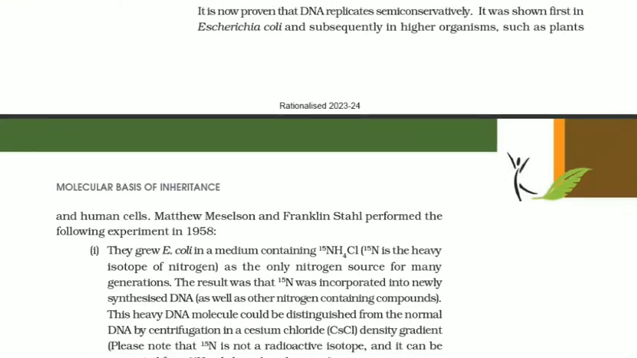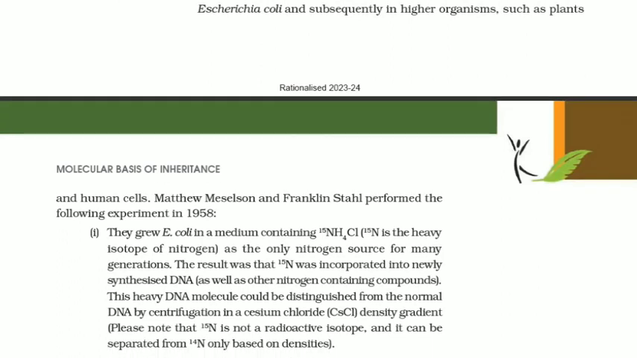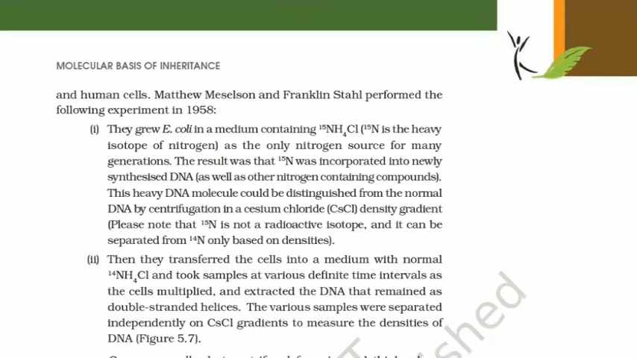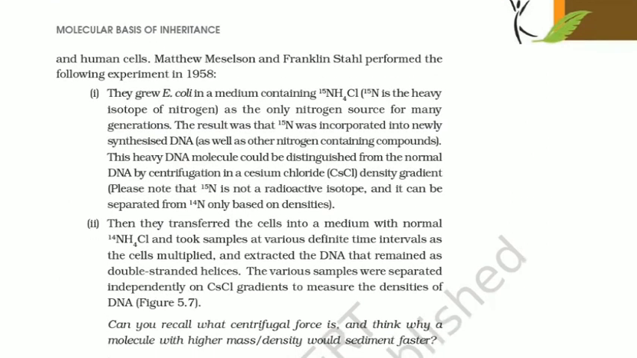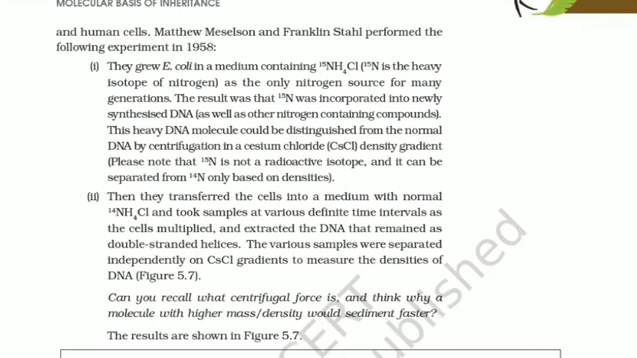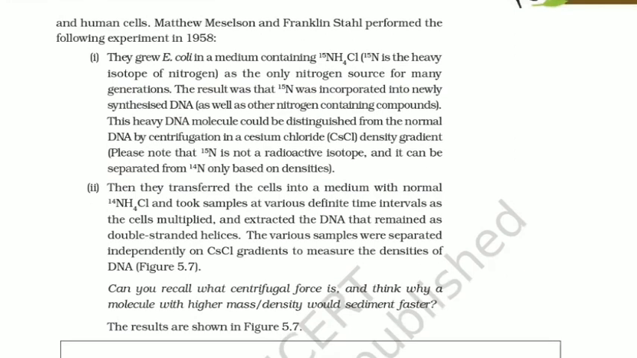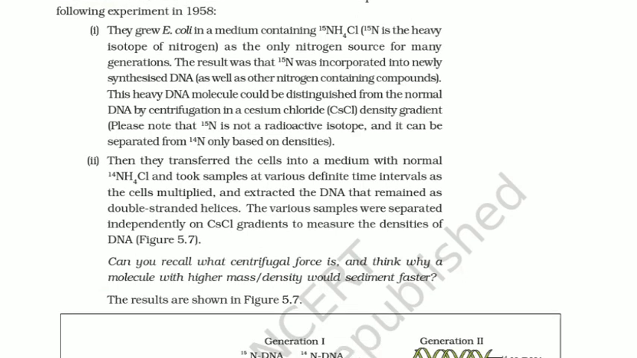It was shown first in Escherichia coli and subsequently in higher organisms such as plants and human cells. Matthew Meselson and Franklin Stahl performed the following experiment in 1958. They grew E. coli in a medium containing 15NH4Cl as the only nitrogen source for many generations. The result was that N15 was incorporated into newly synthesized DNA. This heavy DNA molecule could be distinguished from the normal DNA by centrifugation in a cesium chloride density gradient.